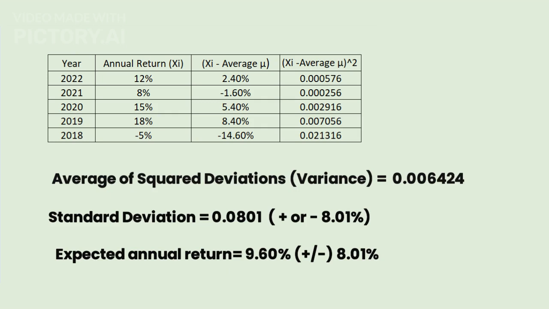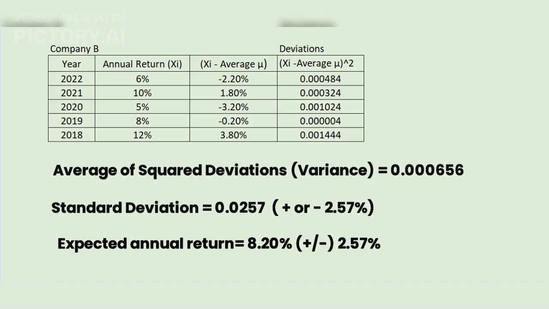So for company A, the average return over the past 5 years was 9.6%, with a standard deviation of approximately 0.0801. From the result, we can tell that company A can expect to give a return of the average annual return, which was 9.60% plus or minus 8%. If we calculate the standard deviation for company B, we will find that company B is expected to give a return of 8.20% plus or minus 2.57%.